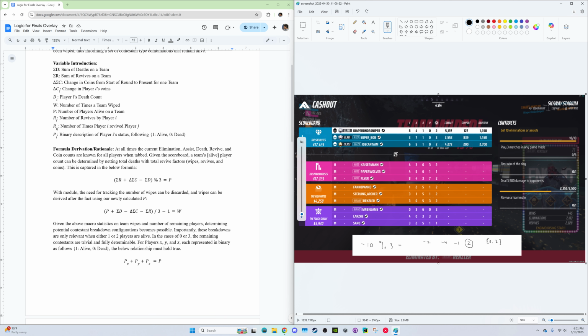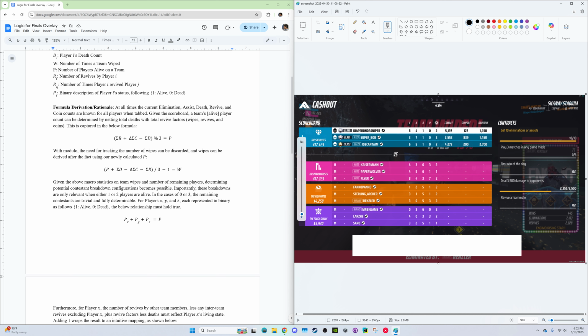So purple has 4 revives. It has 1 change in coin, so it's 5 total revive factors. And how many times did they die? They died 14 times. So 5 minus 14 is -9. -9 modulo 3 is going to be 0. So either they're all up or they're all dead. Okay. And now using the number of players alive, you can actually figure out how many times they wiped, which will help in a later calculation, but it might not be super relevant if you're not automating the process.